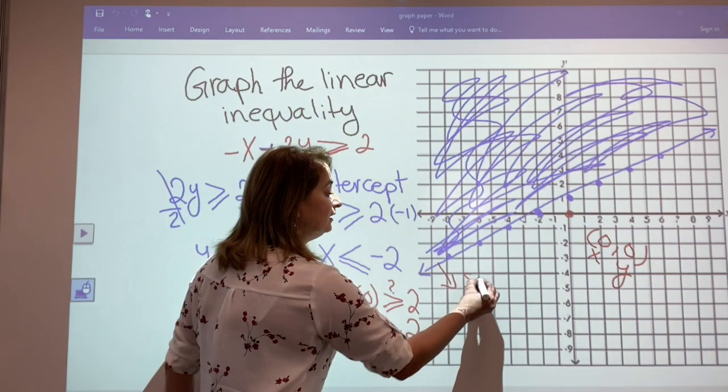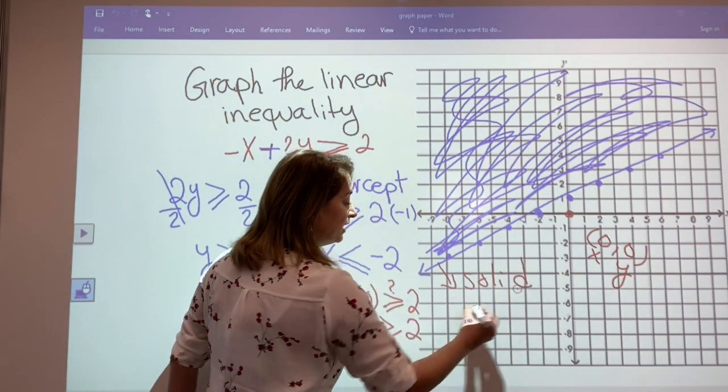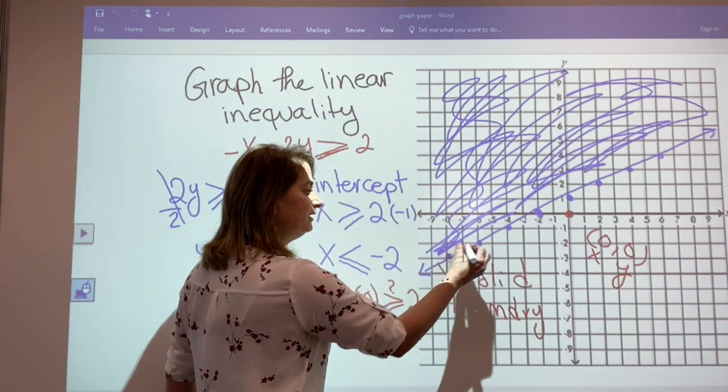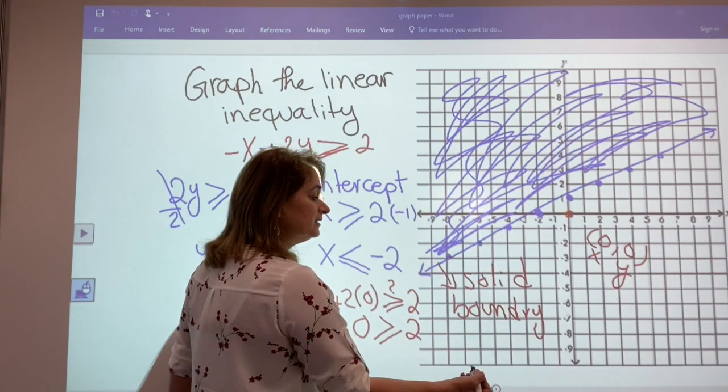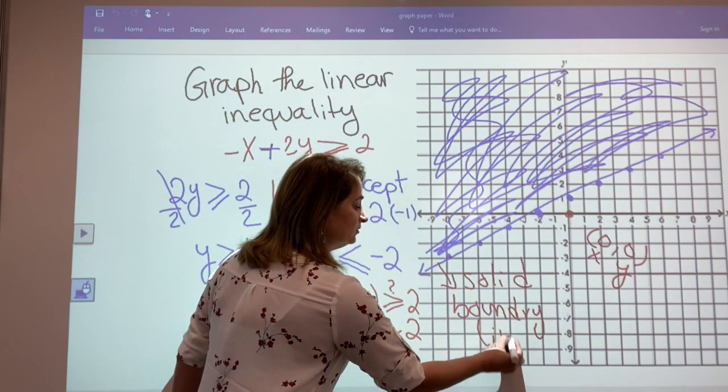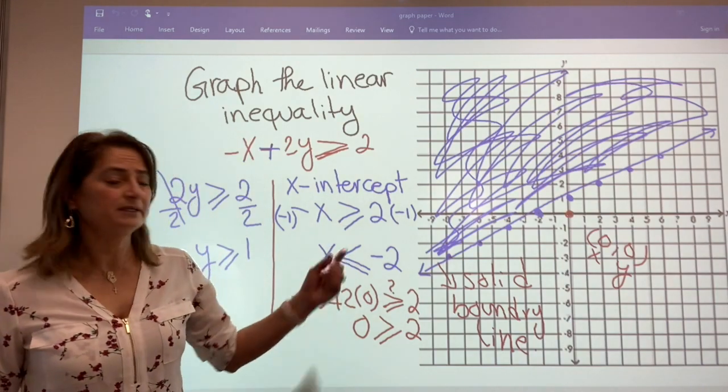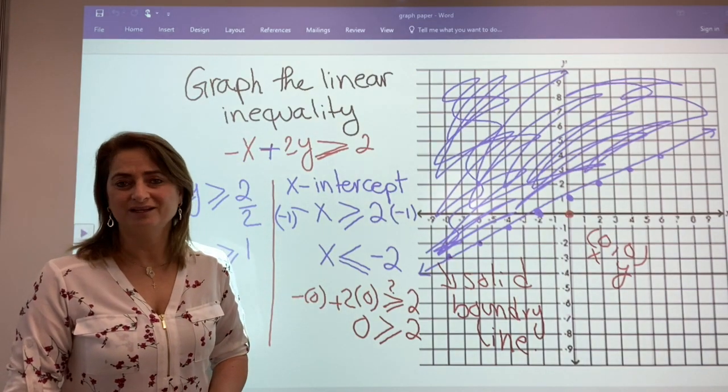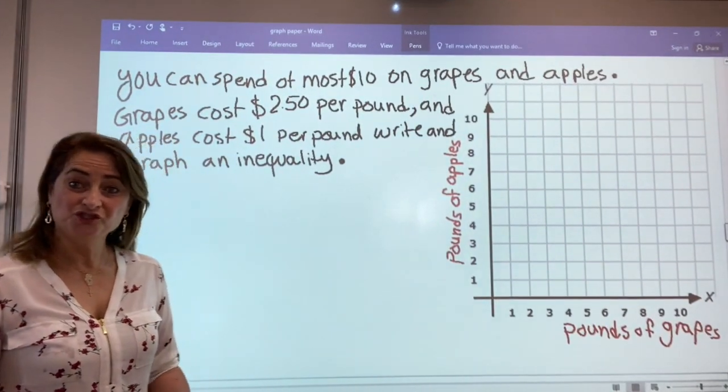So this is a solid boundary line because every dot on the line is a solution, so it is included because it does have the equal sign with the inequality. Here's a word problem to solve.